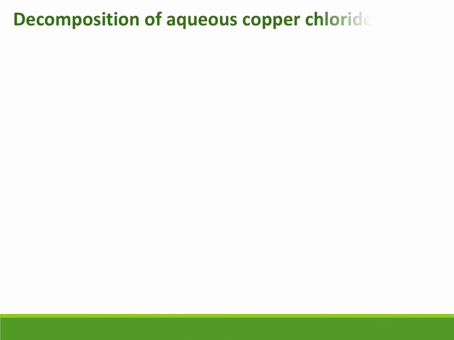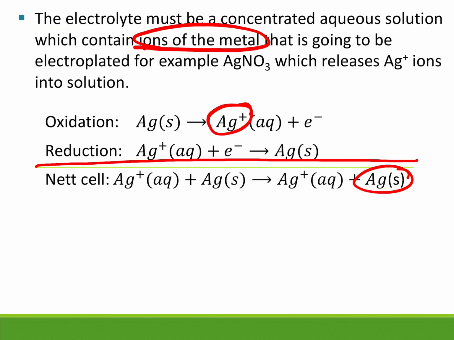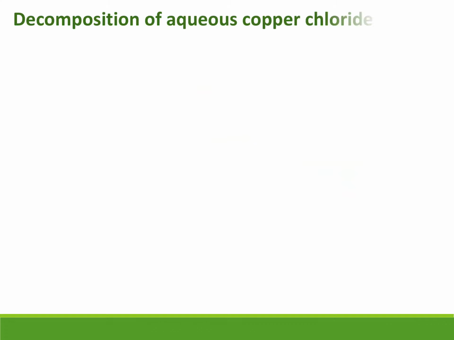Okay. So the whole point is we have silver, which becomes an ion. Once it becomes an ion, it goes back to being silver, but we have moved the silver from the anode to the cathode, and the silver can then bond on whatever the cathode's made out of. We good? All right. Then we can look at the decomposition of aqueous copper chloride.